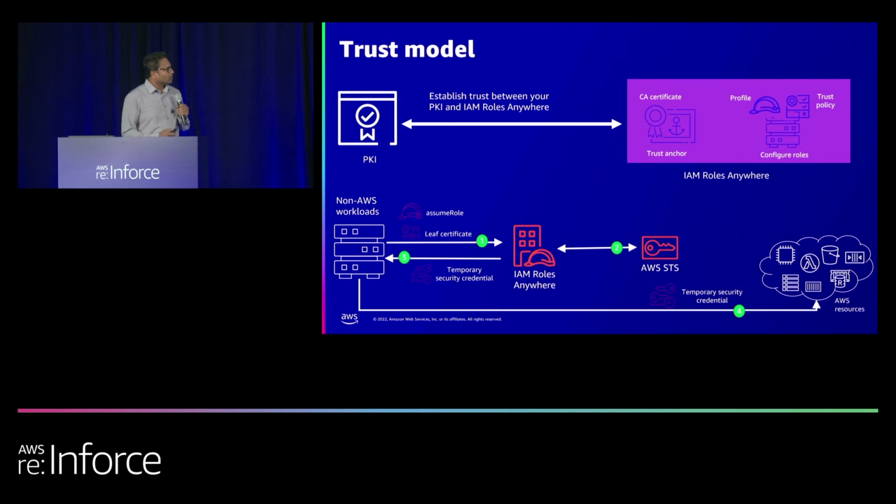Once you have the configuration done, and once you have the end entity certificate available on the non-AWS workloads, you can now make an assume role call, basically using the IAM Roles Anywhere create session API that uses the leaf certificate, assumes the role, validates the trust chain, and validates if the trust policy is correct. And once all of that is done, it'll go and get the temporary AWS credentials from AWS STS. Those credentials are vended back, which the workloads can now use to authenticate to other AWS services.